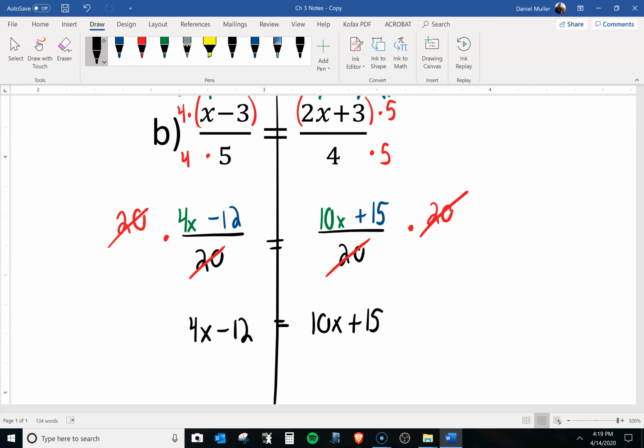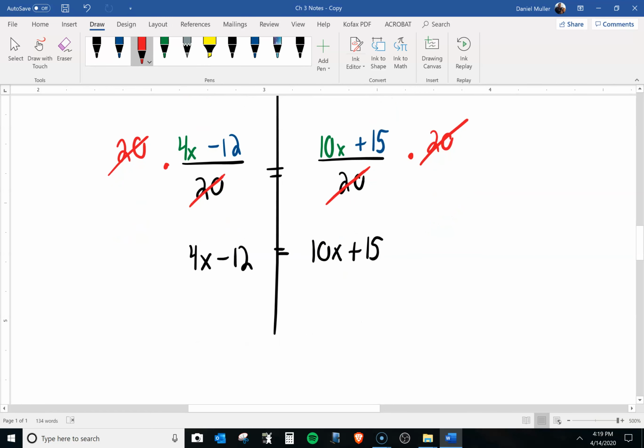So I need to get rid of some brackets. Well, there are none. I also need to combine like terms. Is there any like terms on the right? No. Like terms on the left? No. There's nothing that are alike. So then, whenever you have more than one x, you need to move the smaller x over. So I see the 4 is smaller, so I'll minus it.